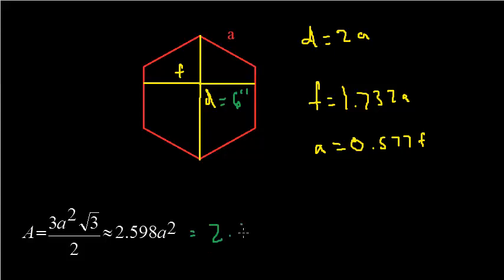So we have 2.598 times 3 squared. 3 squared is 9 times our 2.598 gives us 23.382, and our units are still inches squared. So this then is the area of our hexagon.